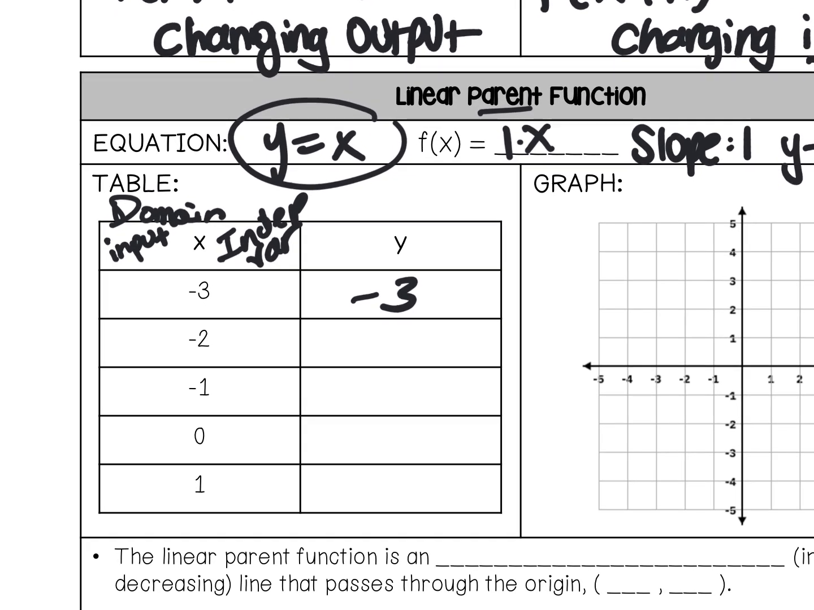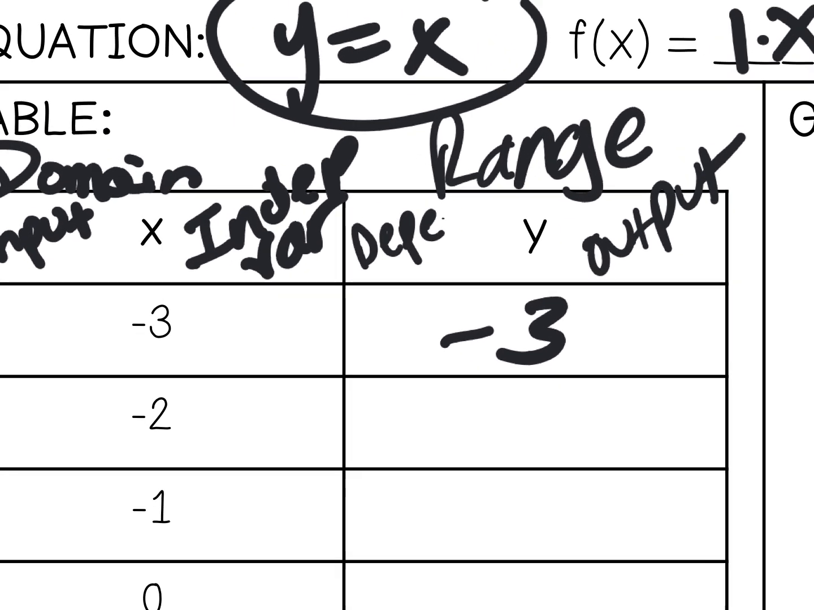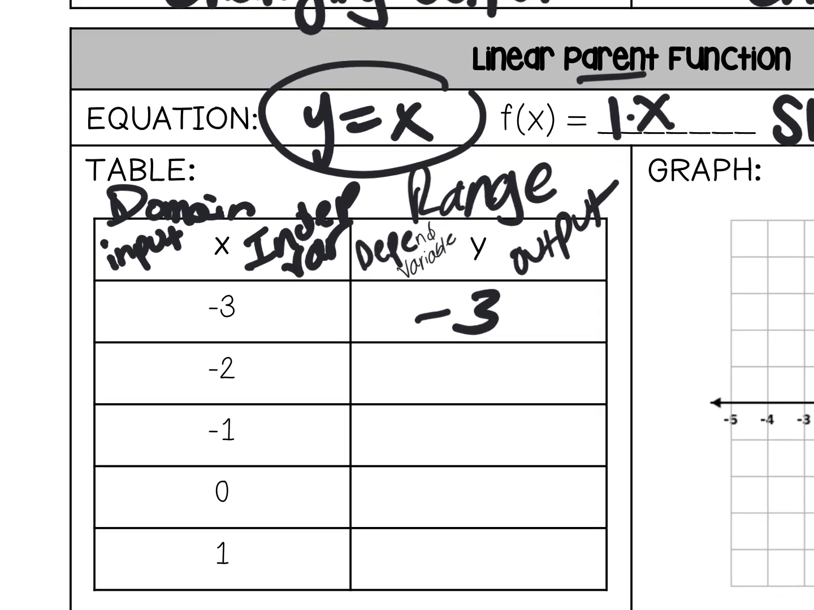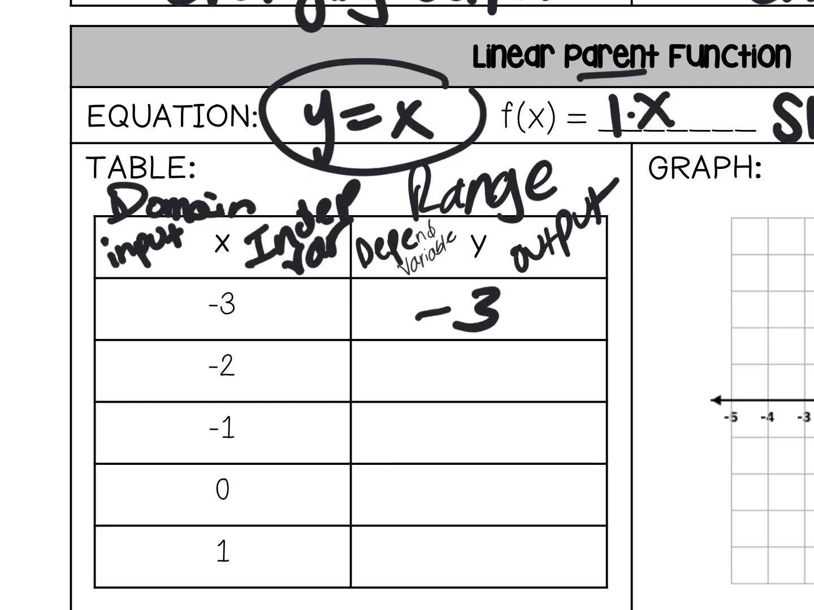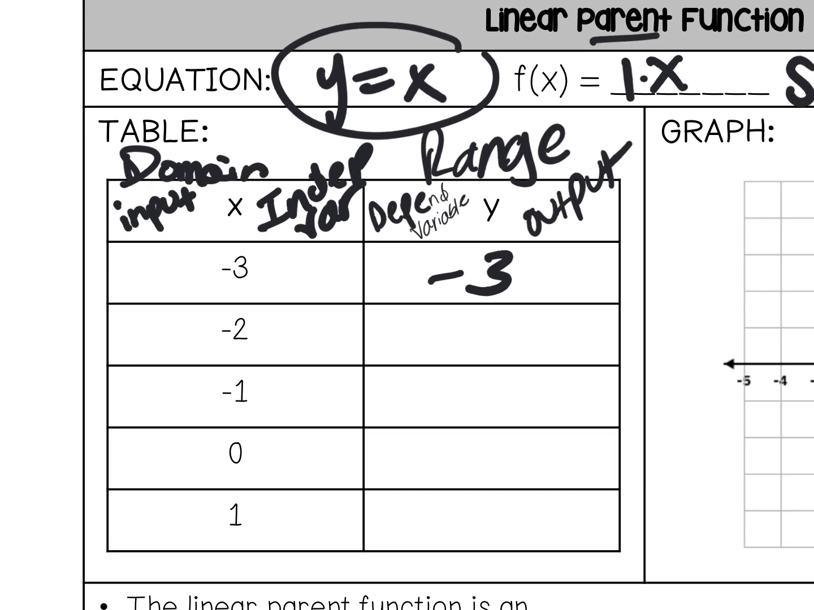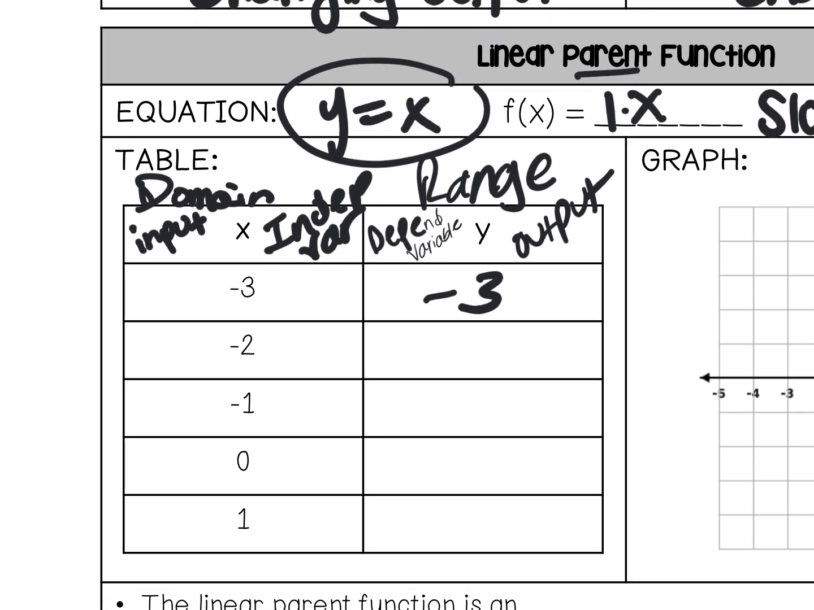Okay, what's another name for our y value? Range. Output. Dependent variable. Very good. I'm just abbreviating it for dependent variable. So y depends on x. You can't just pick any value for y. Y is always going to depend on what x is, because there's a function rule.